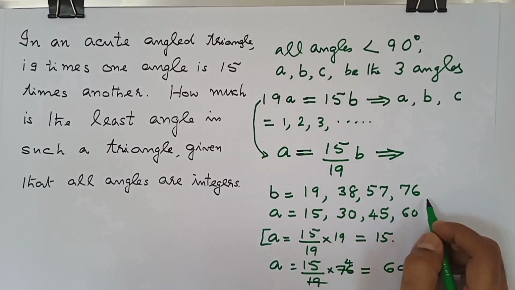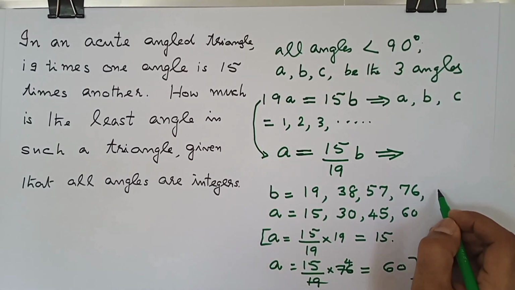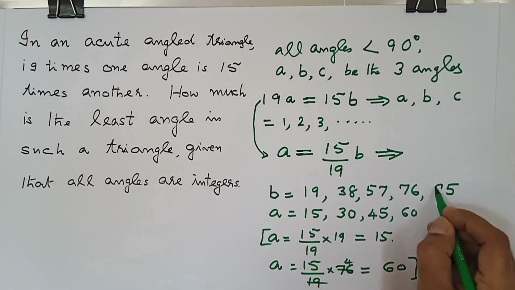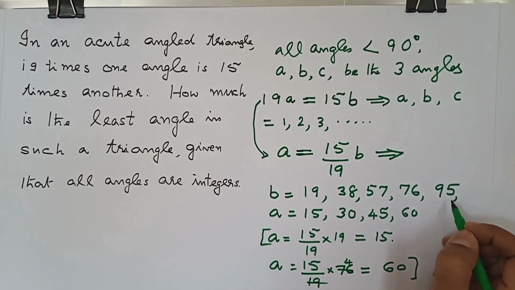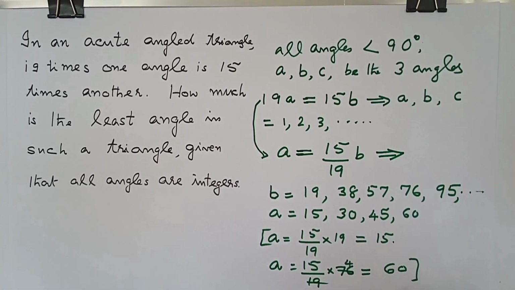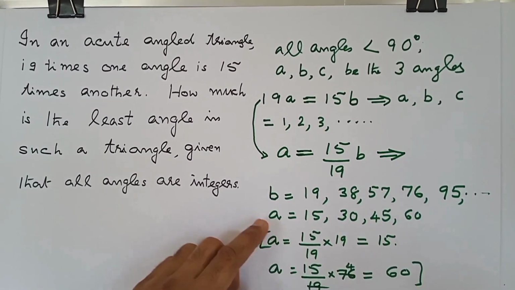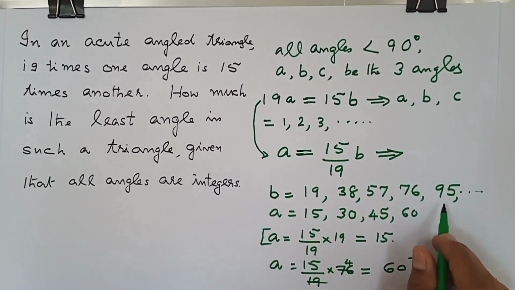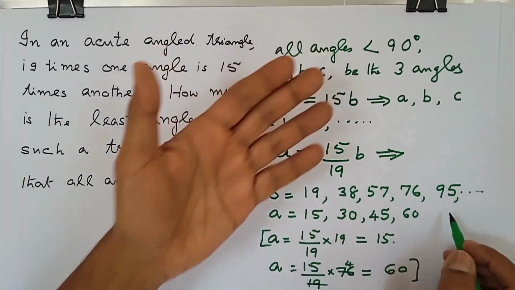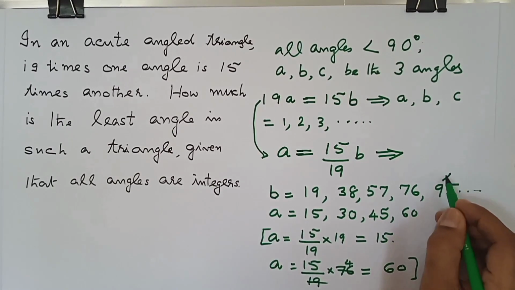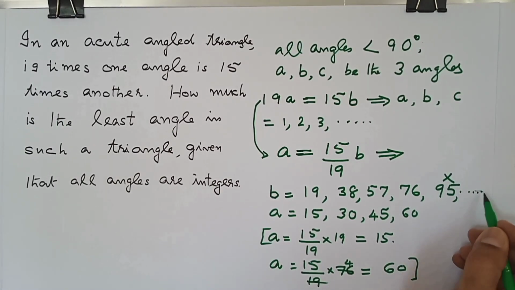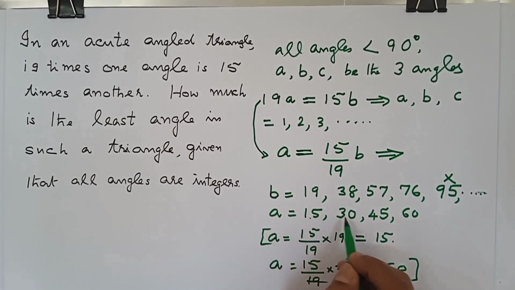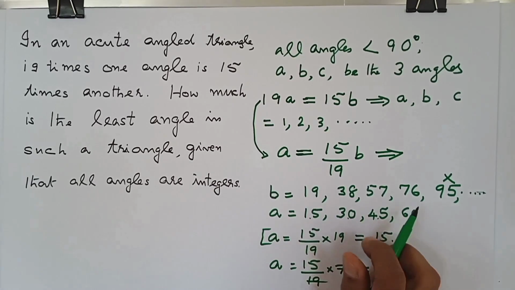Now it goes on. What will be the next value? The next possible value of B will be 95. Do we need to waste time working on this? Because B equal to 95 means it exceeds 90, which means the triangle you are going to get will not be an acute angle triangle. So beyond this, you don't need to calculate the values. So using these conditions, we have got how many values? 4 possible values for A and B.